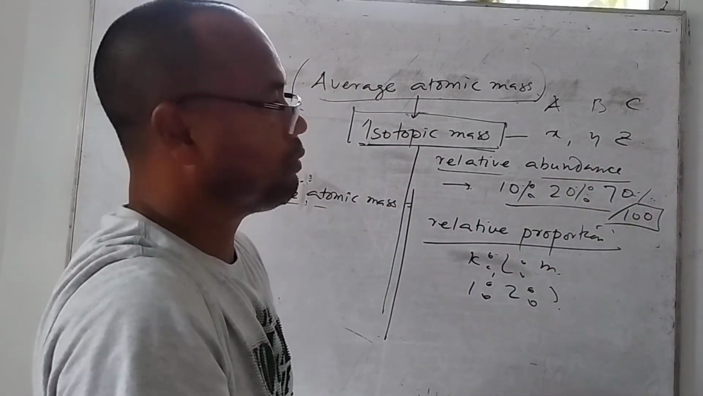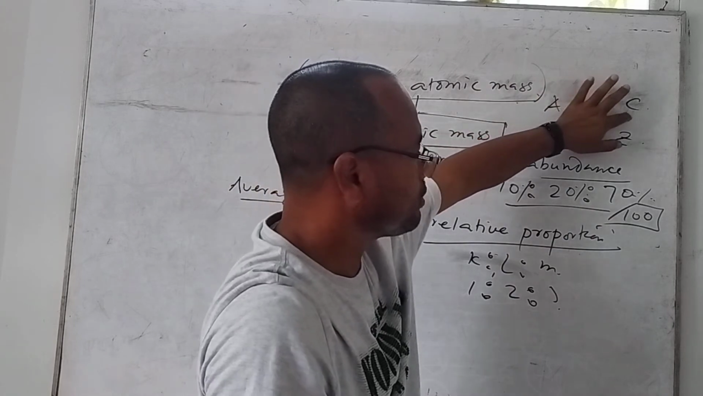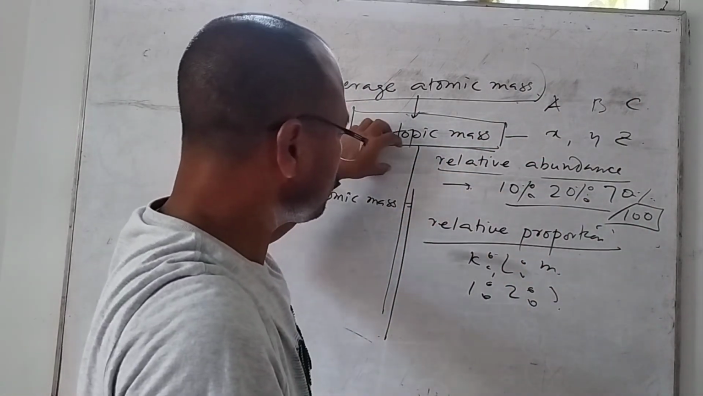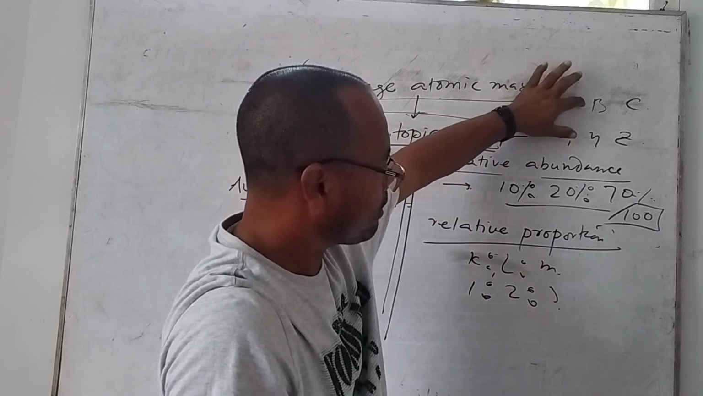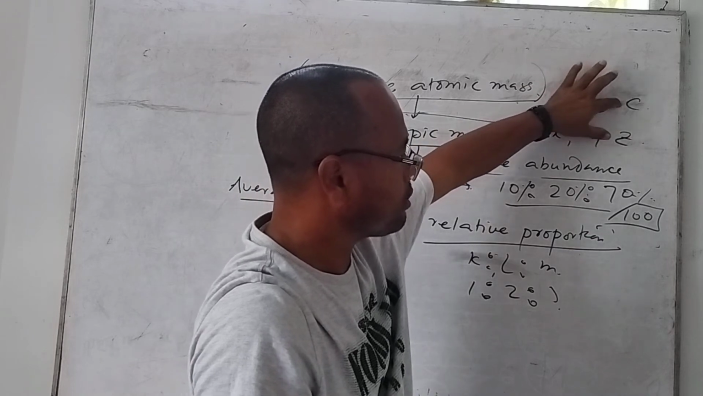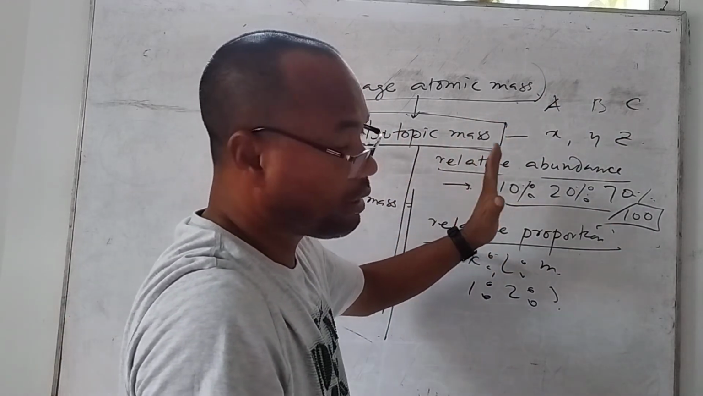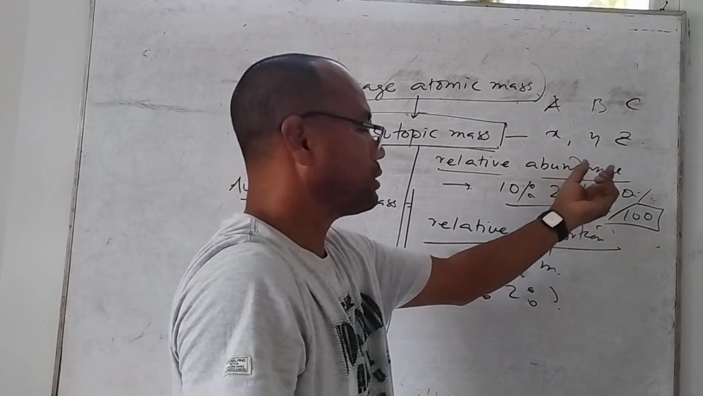What are the isotopes of this? A is an isotope, B is another isotope, C is another isotope of one element. What are the isotopic masses? The isotopic mass of A is X, of B is Y, of C is Z. And what are their relative abundances? Suppose they are given in percentage, like 10%, 20%, 70%.